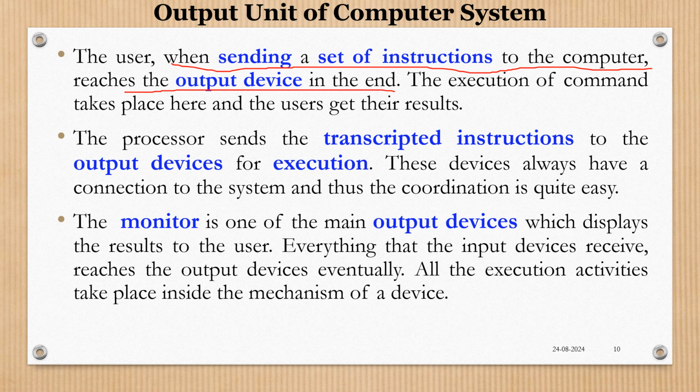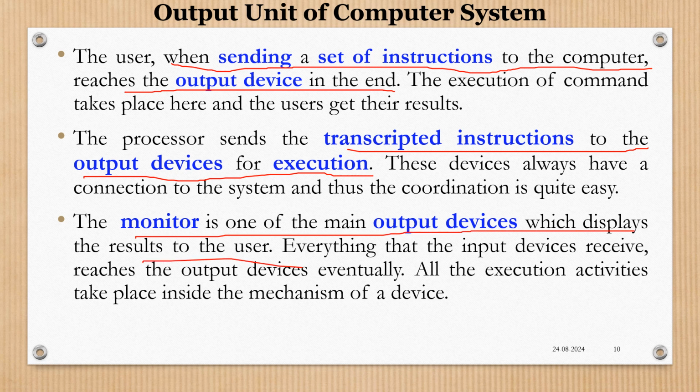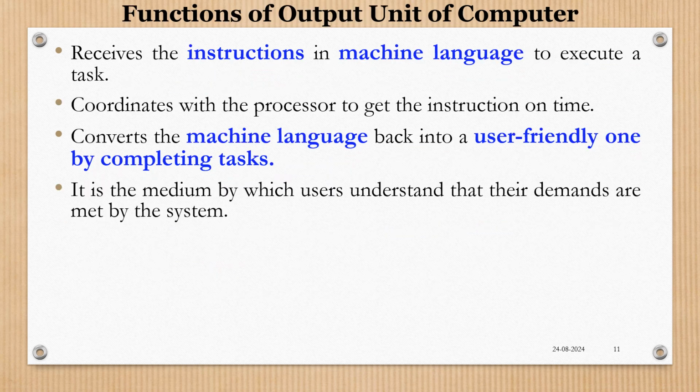The processor sends the processed instructions to the output devices for their execution, and the monitor is one of the main components in the computer system to display the results to the end users. So our output unit basically works for displaying the results that are fetched from the ALU and from the memory unit.